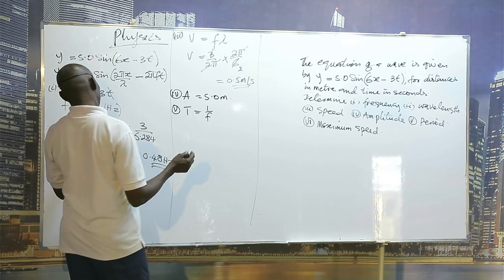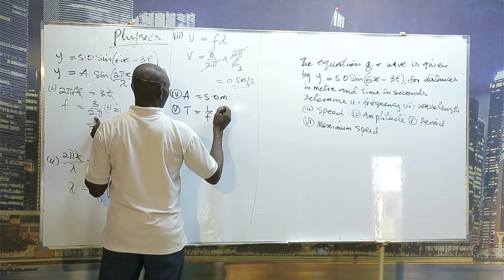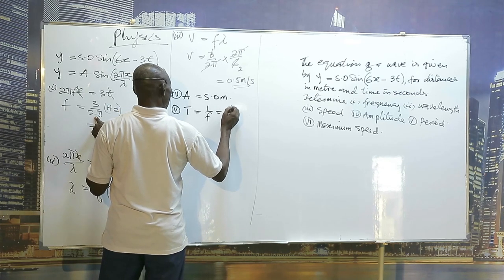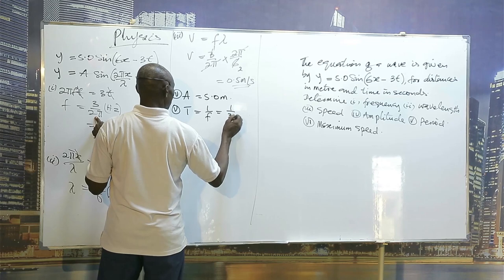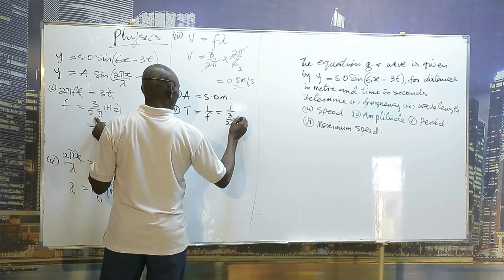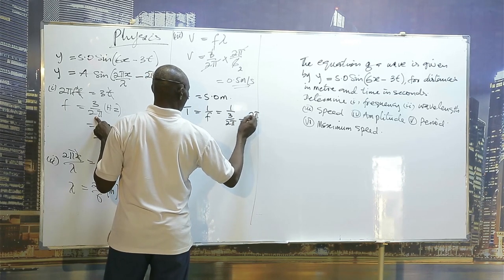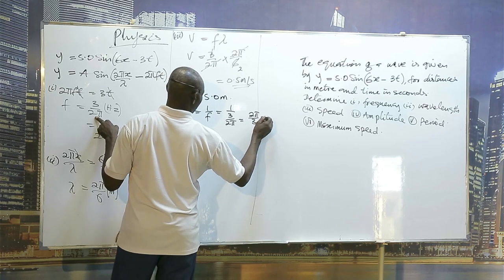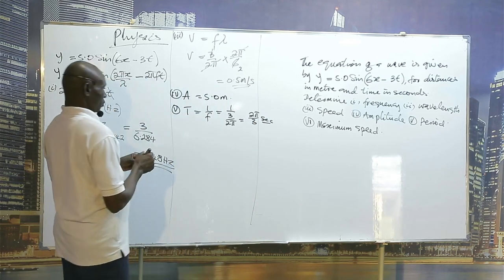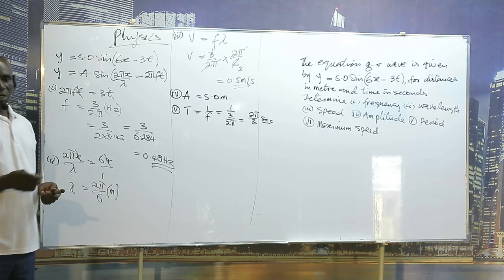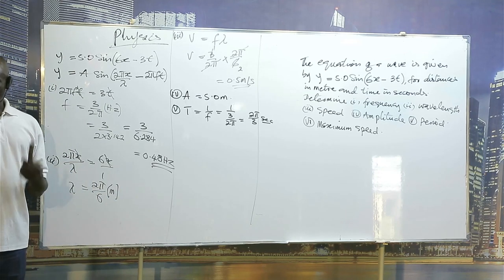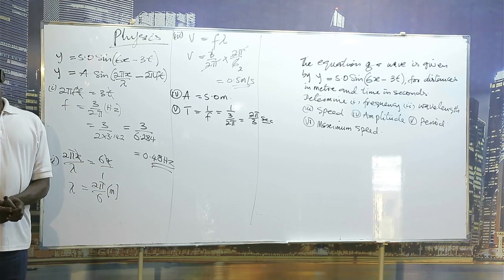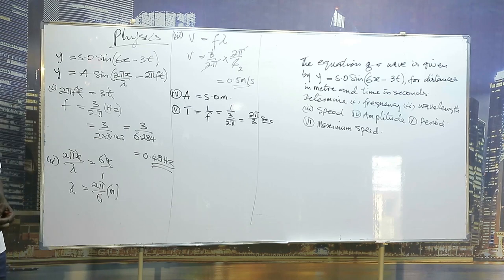Already, the value of frequency is 3 over 2 pi. So 1 divided by 3 over 2 pi will now be 2 pi over 3, which is measured in seconds.